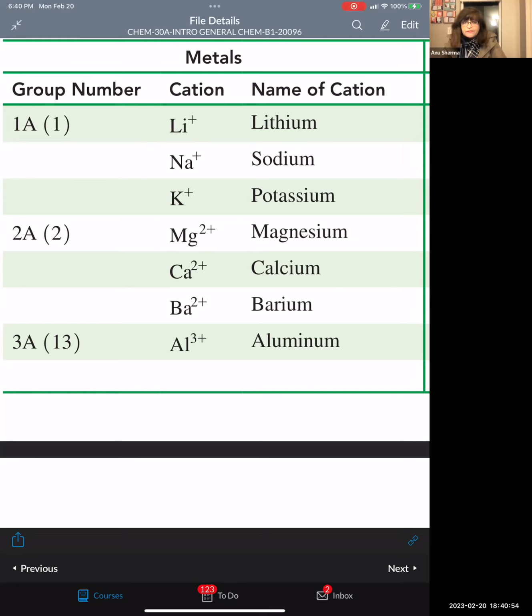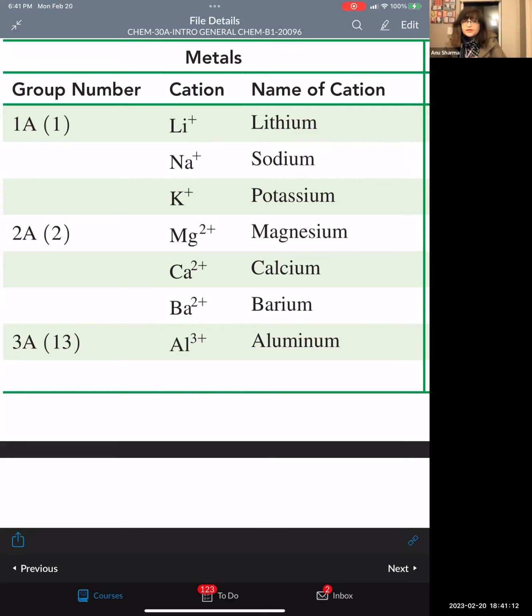Similarly, group 2A: beryllium, magnesium, calcium, strontium, barium, radium. These also keep the same names as the metals, but the valence electrons are 2. So in group 2A, 2 electrons are lost, and so we get 2 plus charges.